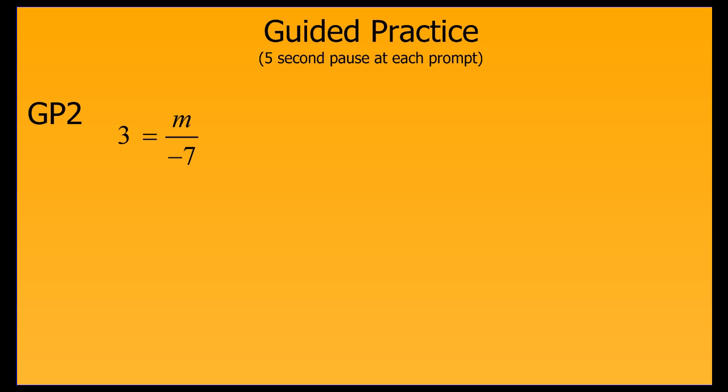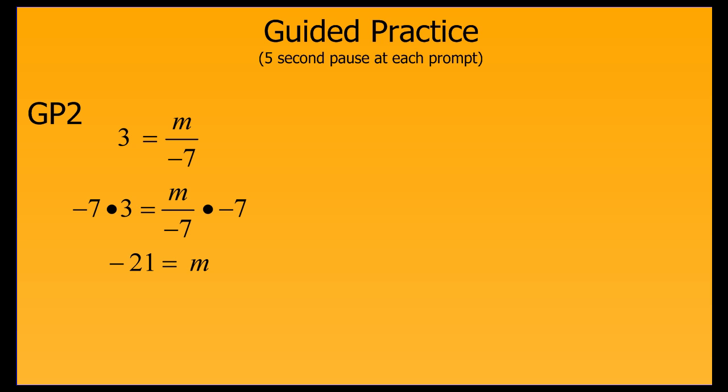What are we trying to do? Isolate the variable m. What operation has been performed on m? It's been divided by -7. So what do we do first? We should multiply both sides by -7. Now what? Simplify. Our solution is -21.